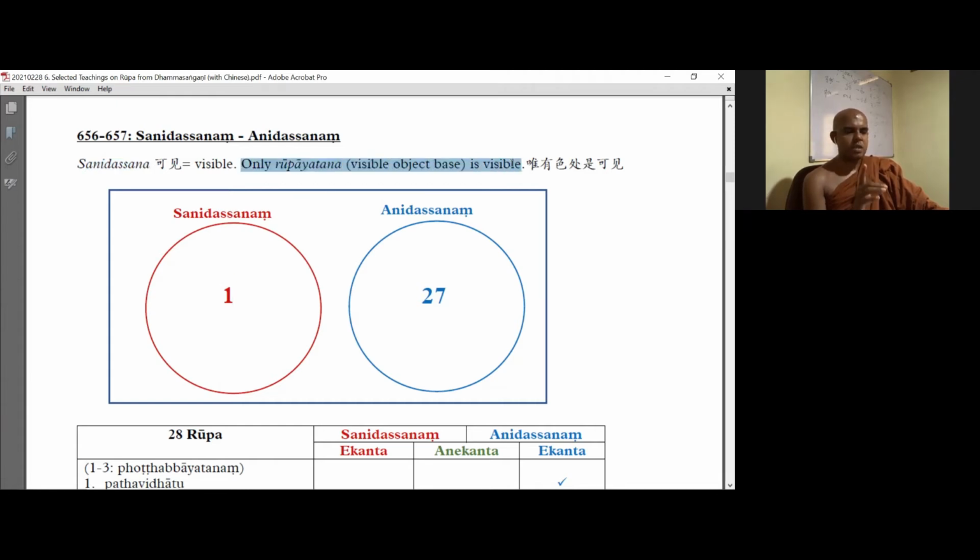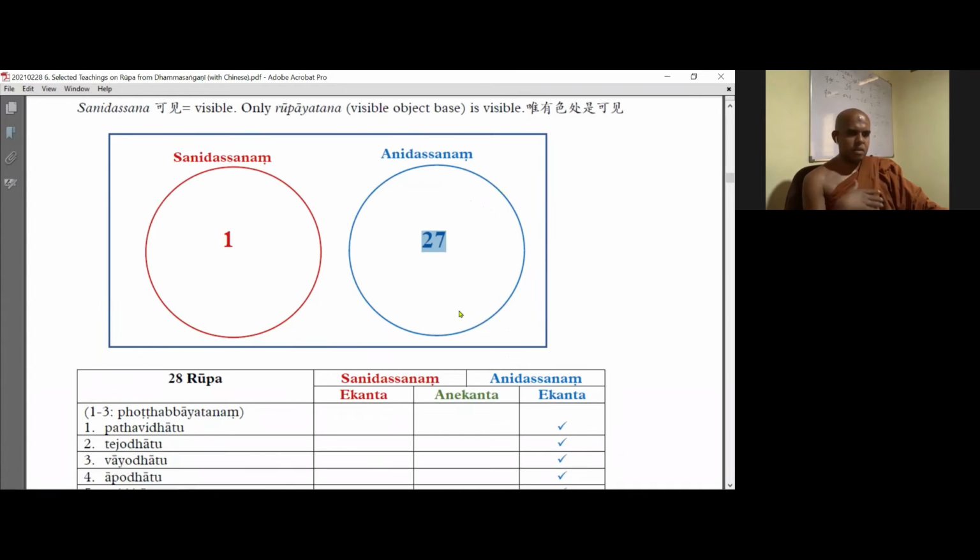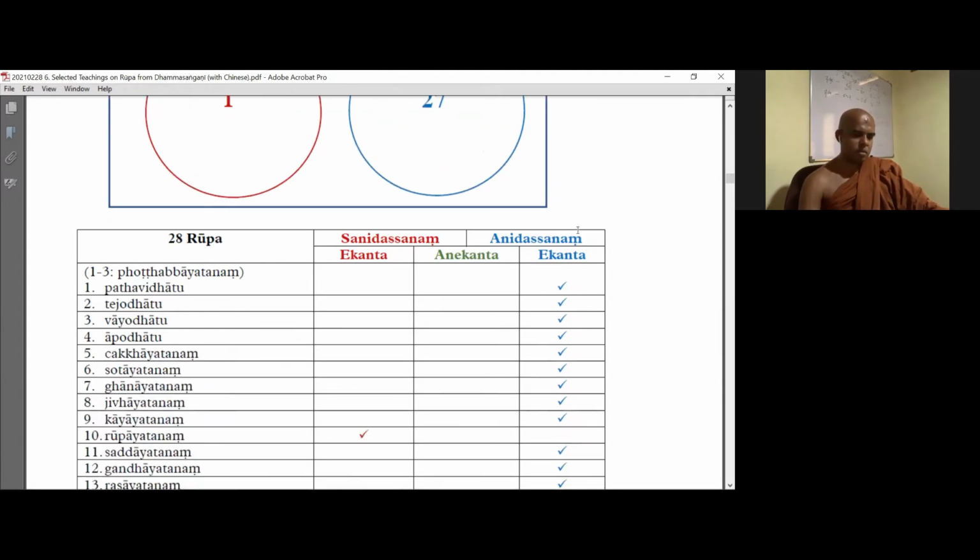Now, how many sanidasana rupa are there? Only one. This is the color object. Anidasana, not visible object, there are 27. It is very easy to understand that those are 28 types of rupa. We can make two groups according to sanidasana and anidasana. How many sanidasana rupa? Only one. How many anidasana rupa? There are 27. Now, please check your chart.